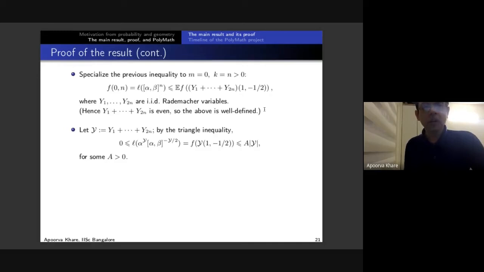Now, as I said, I'm going to finish the proof here. The proof is now not too bad. Let's script y by this random variable. It's basically a shifted binomial variable now. Then by the triangle inequality.